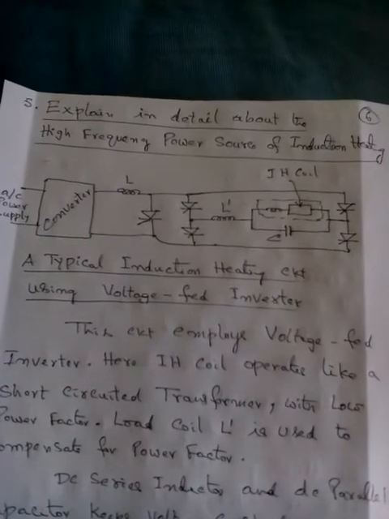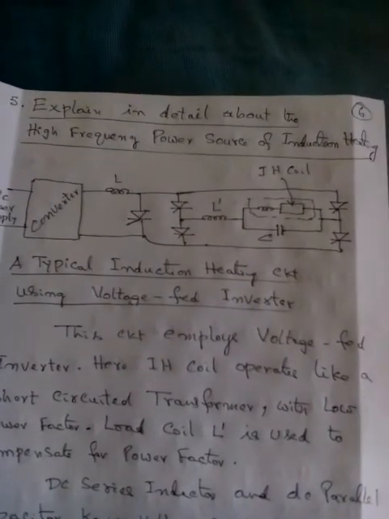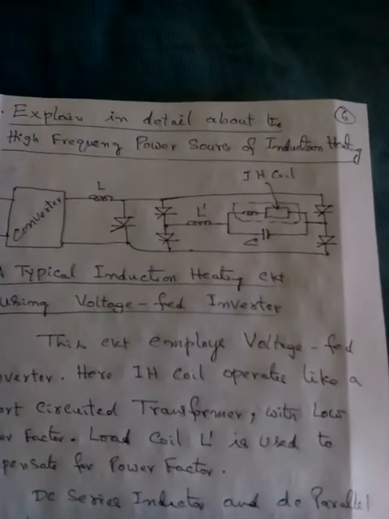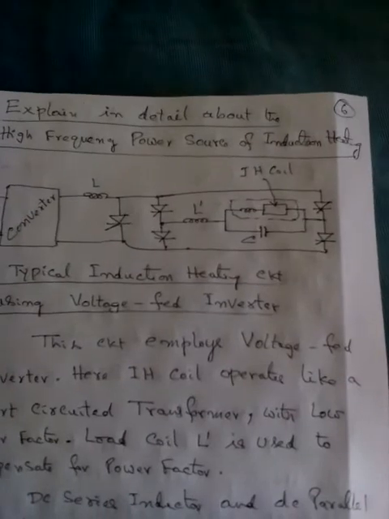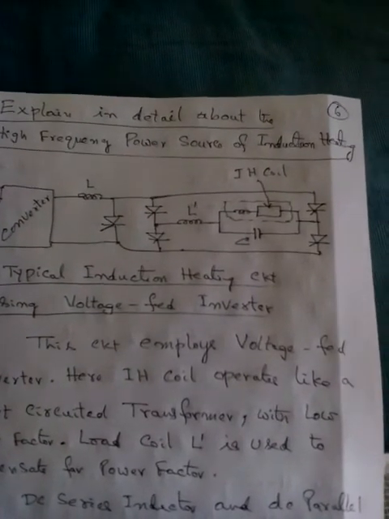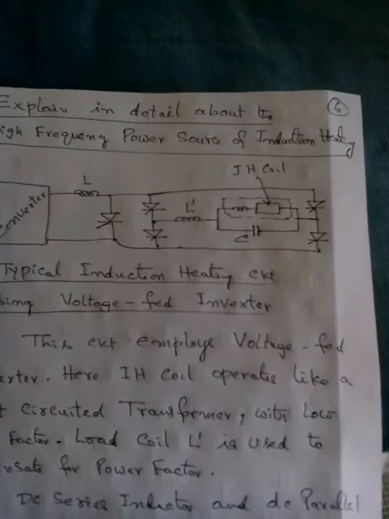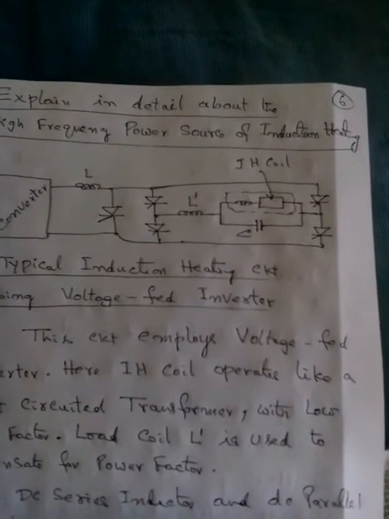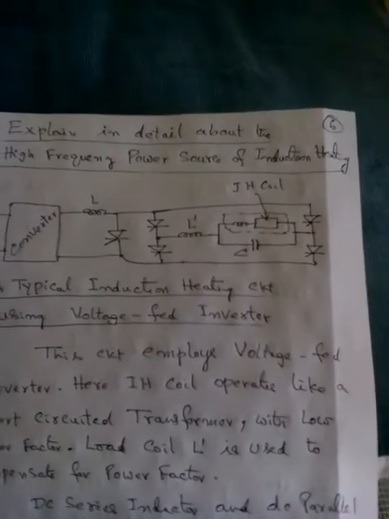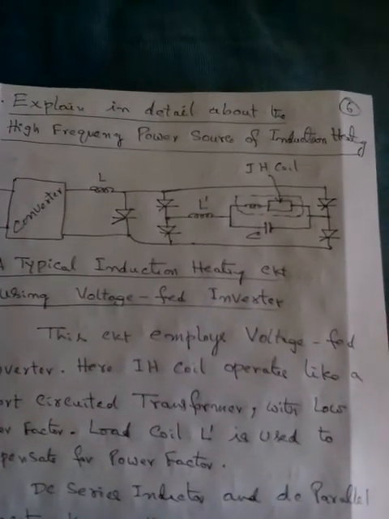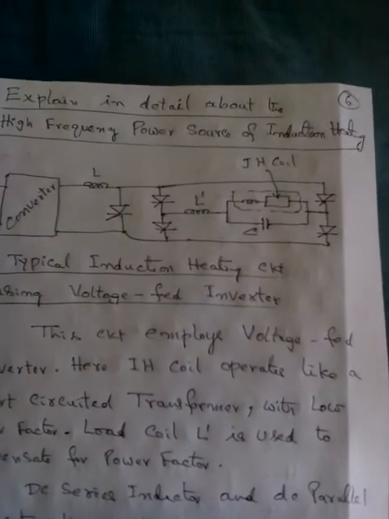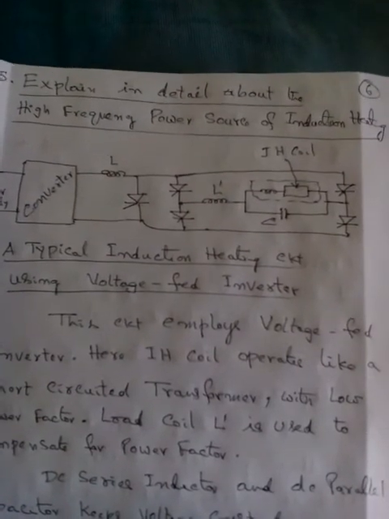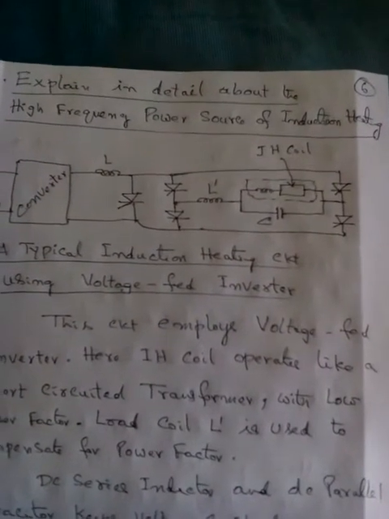AC power supply is given to the converter. We get DC, we have an inductor and four SCRs connected in bridge form, and in the load circuit there is an inductor L, the induction coil, and the capacitor C is connected in parallel. That is the circuit diagram of the high frequency power source of induction heating. This circuit employs a voltage fed inverter.